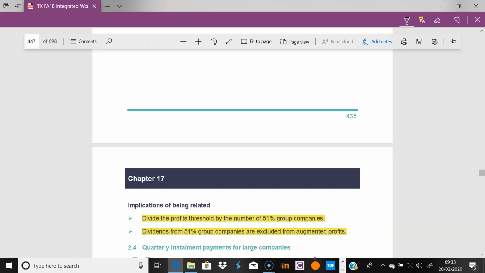Actually, I'll stop here. So divide the profit thresholds by the number of 51% group companies, and then the dividends from those are excluded. Of course, dividends are excluded from the augmented profits.